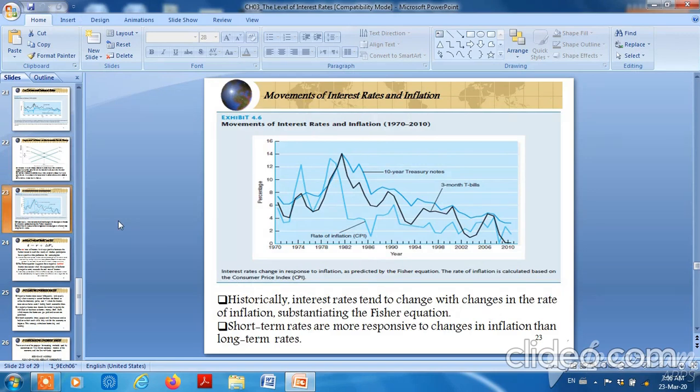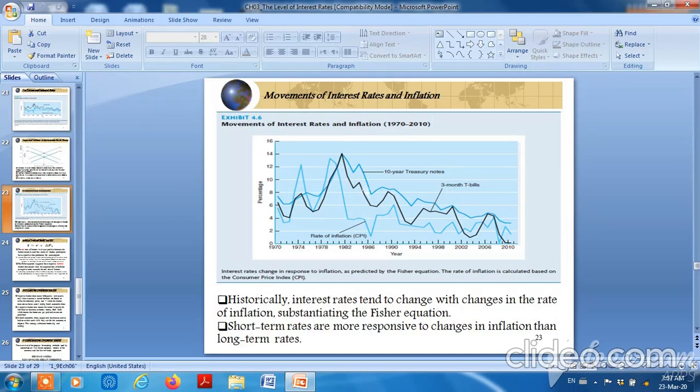The movements of interest rates and inflation. Historically, the interest rates tend to change with changes in the rate of inflation. Substantiating the Fisher equation. يبقى ال interest rates tend to change with changes in the rate of inflation, substantiating the Fisher equation. تثبت صحة الفيشر equation. وهنا short term rates are more responsive to changes in inflation than long term rates.